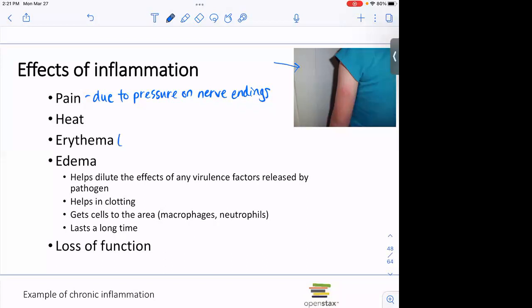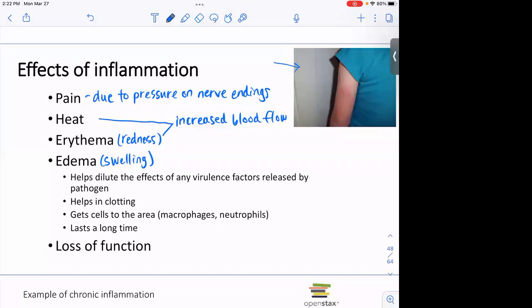Heat and erythema, that's another way to say redness. Those are both due to increased blood flow to the area. And edema, that's another name for swelling. Okay, so those blood vessels are getting leaky. We have lots of not only cells, but also fluid going into the tissues.